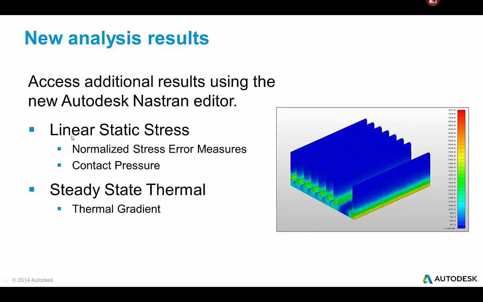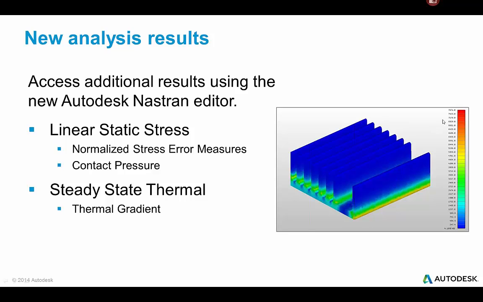And I'll highlight that more in maybe the live segments, but if you run something through the Nastran editor, and specifically, let's say, static stress, you get some additional result types that Simulation Mechanical did not give you till today. One of them is called normalized stress error measure. Another one is contact pressure.